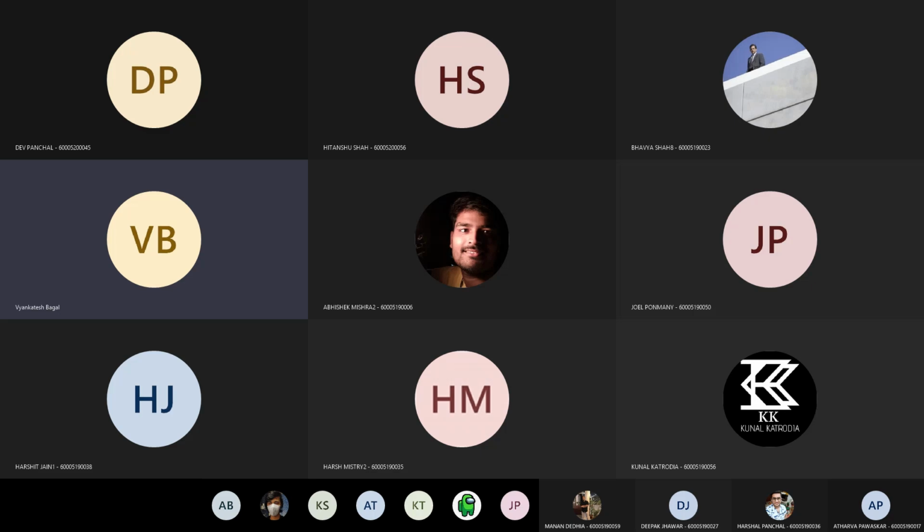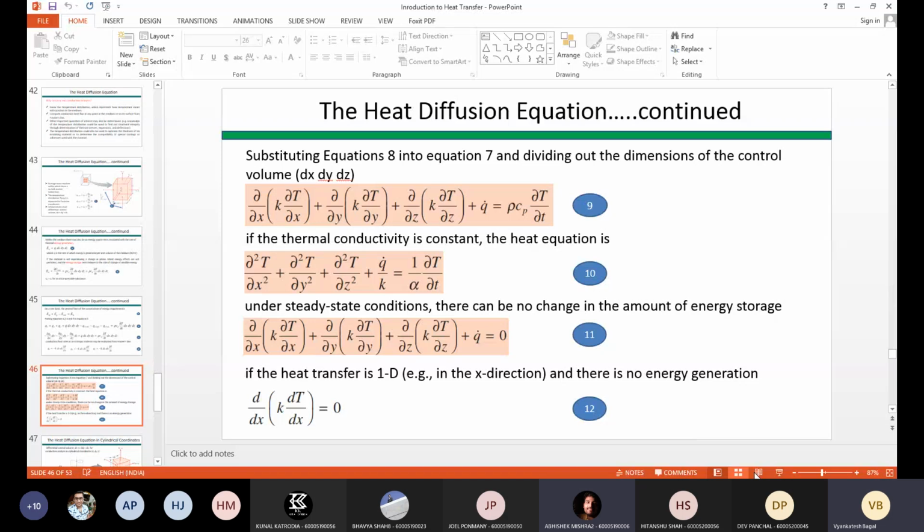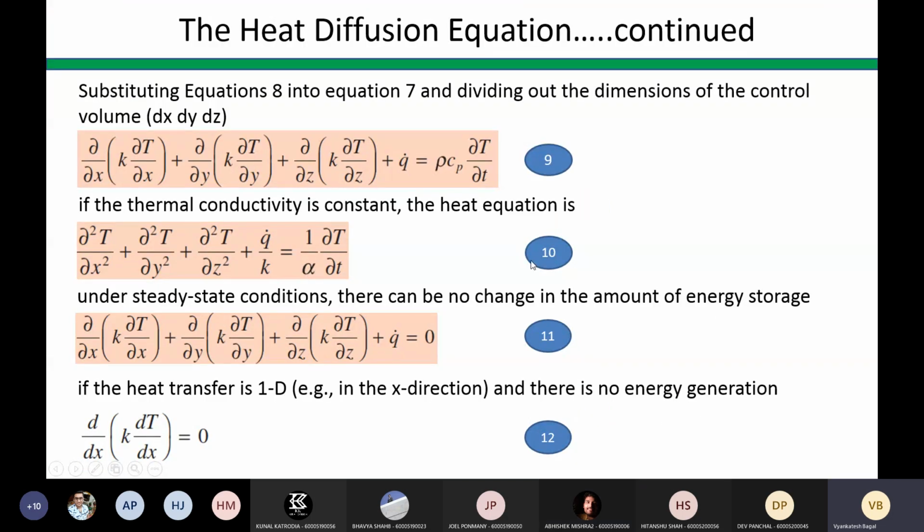Okay, so we were discussing this heat conduction equation in Cartesian coordinates, right? Yes, sir. So we said that equation 9 is the most general form of the heat conduction equation in Cartesian coordinates, right? And from equation 9, we introduce assumptions. If the thermal conductivity is constant, how will the equation look? If you consider the steady state condition, then this term will go out, and the equation gets reduced to this form.